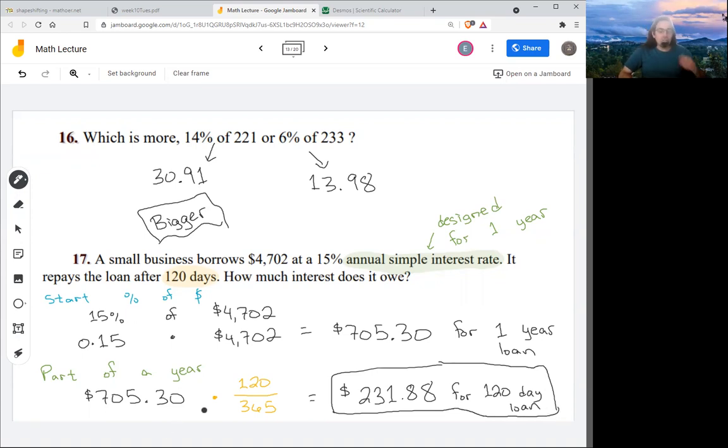Simple interest you don't see very often. It used to be very common to go to a bank and get a loan for simple interest or to go to a payday loan store. But these days, almost all of the loans are compound interest. Now that we have computers, doing more math for compound interest isn't a big deal because the computers do all the math for us.